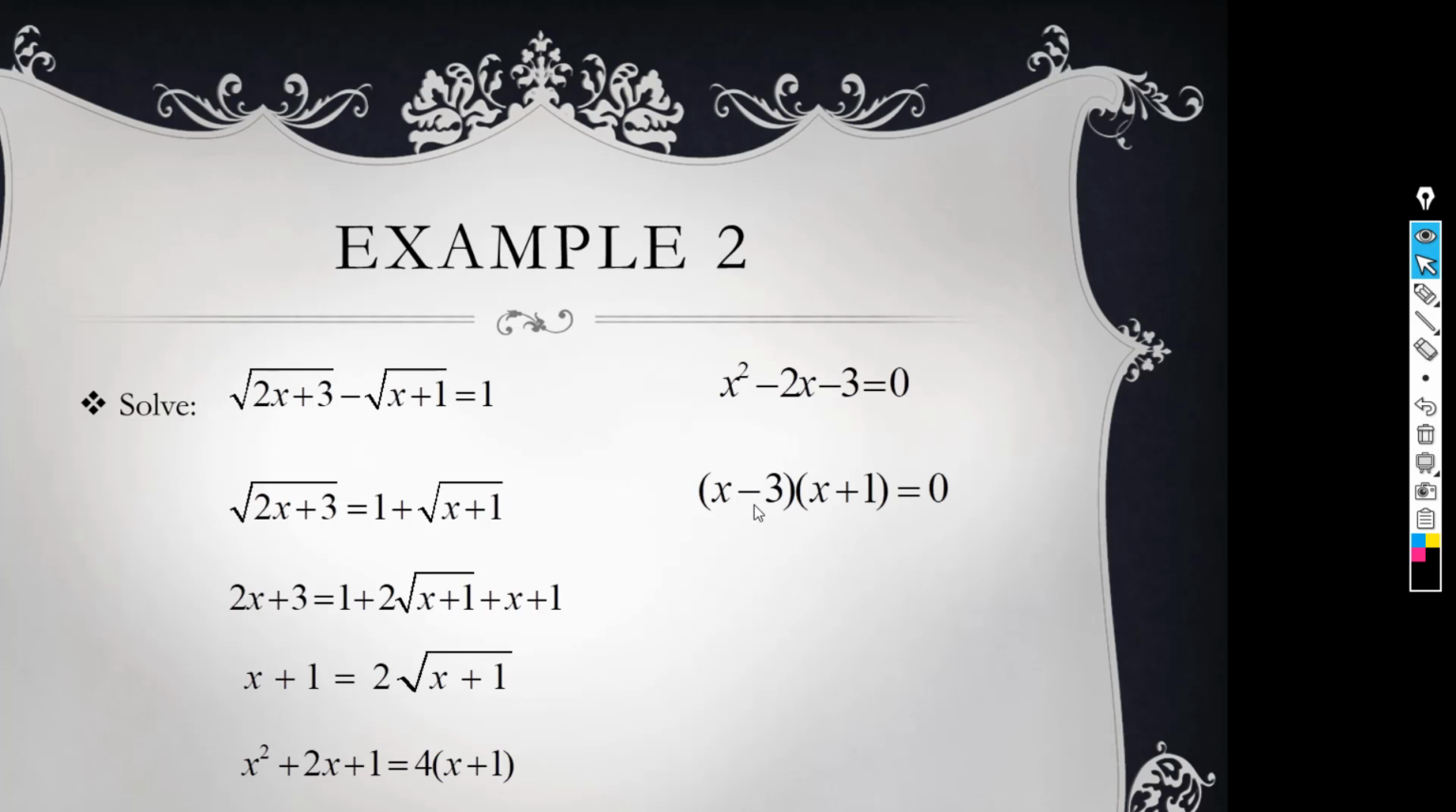Now, anytime you have a product of two factors equal to 0, that means one factor has to be 0, or they both can be 0. So, x minus 3 will equal 0 when x is 3. x plus 1 will equal 0 when x is negative 1. So your solution is x equal to 3 and x equal to negative 1. Okay, and always check.